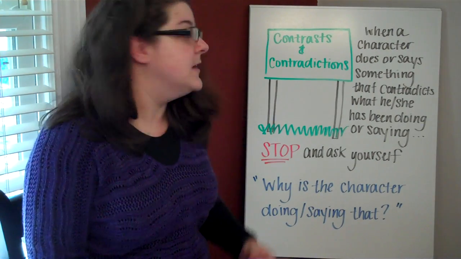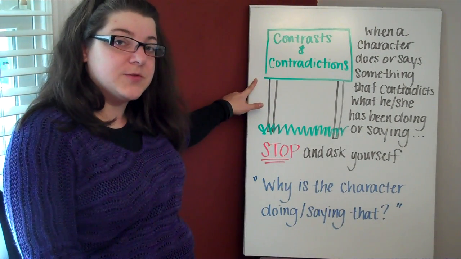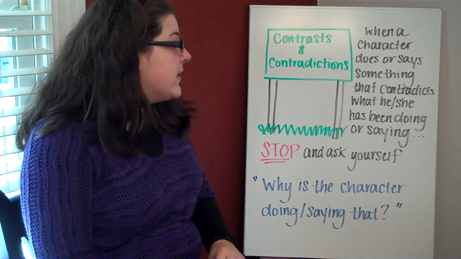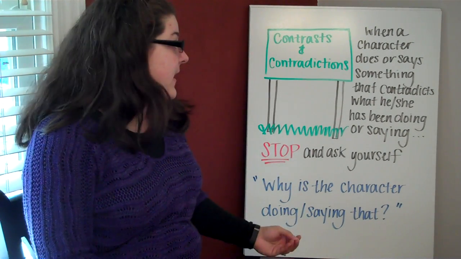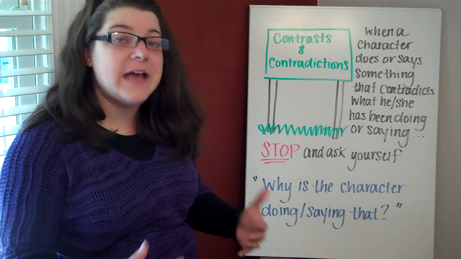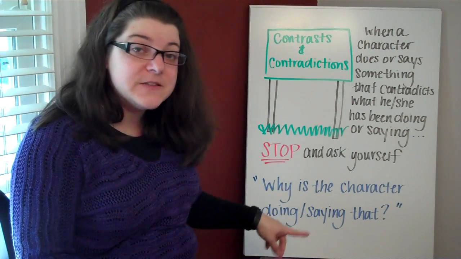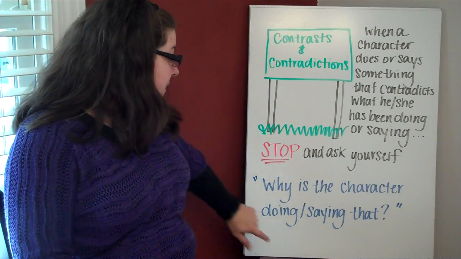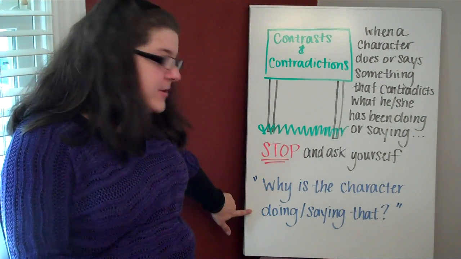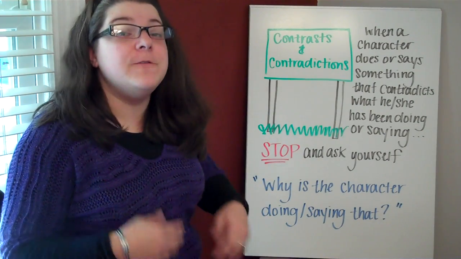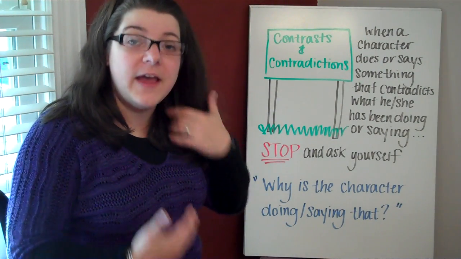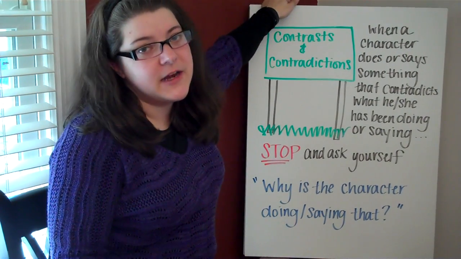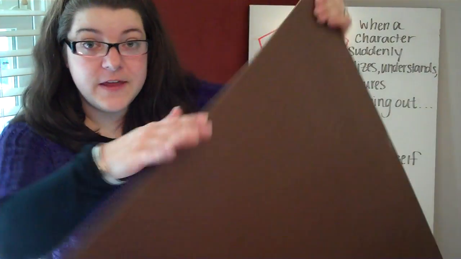So the first one is contrasts and contradictions. It's our first sign. So, when a character does or says something that contradicts, or is the opposite of, what he or she has been doing or saying, you need to stop and ask yourself, why is the character doing or saying that? If you answer that question, it's going to help you remember not only that they did that, but it's going to help you find things like the theme.